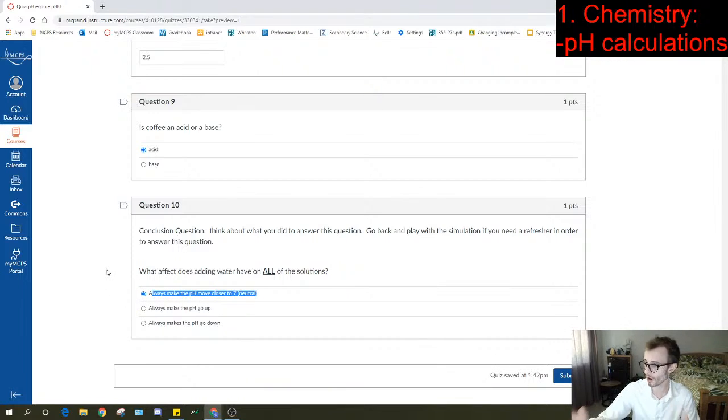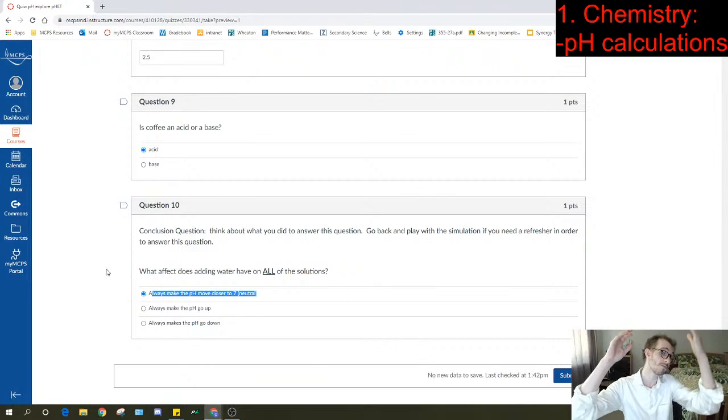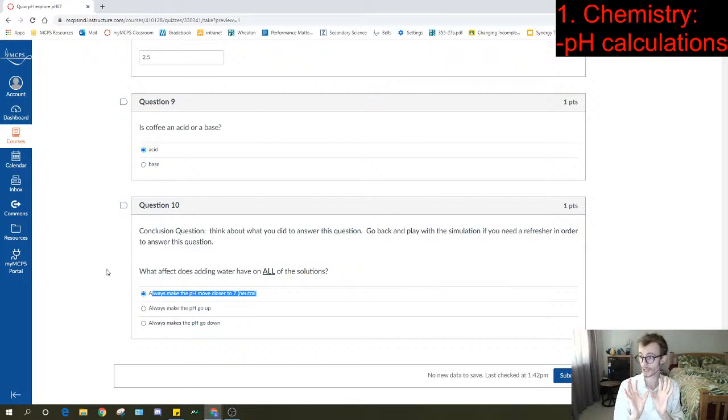As I add more water, the solution is going to become more like water. And as we all know, water is neutral. It's got a pH of 7. So if I add more water to a solution, it's going to become more and more like water, which makes sense. If it was already basic, it's going to go down closer to 7. If it was already acidic, it's going to go up, again, closer to 7. So that's the real gist of this activity.